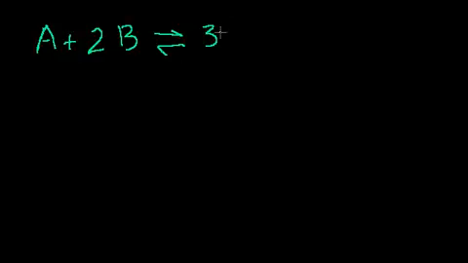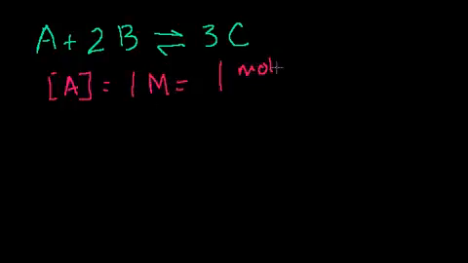So let's say I have 1 mole of molecule A plus 2 moles of molecule B in an equilibrium with 3 moles of molecule C. And let's say that once we're in equilibrium, we go and we measure the concentrations, and we figure out that the concentration of A is 1 molar, which is equal to 1 mole per liter. That's the concentration of A.